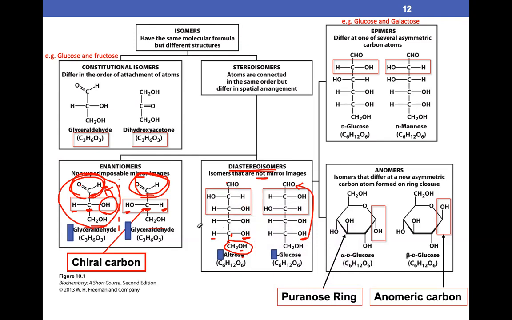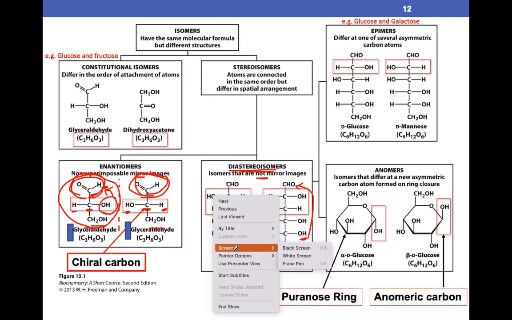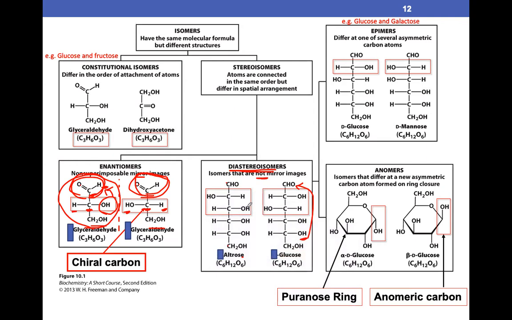Sorry, let me just erase everything. Okay, now that I know that I have four different chiral carbons, this is why I had to specify so much that I need more than one chiral carbon for it to be considered a diastereomer. The criteria is that if I have more than one chiral carbon, at least one of them has to be a mirror image, and at least one of them has to be identical. Okay, so I'm gonna show you what that looks like.